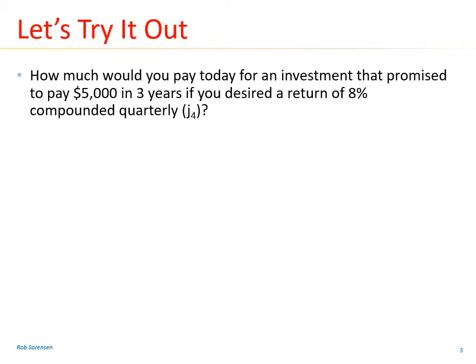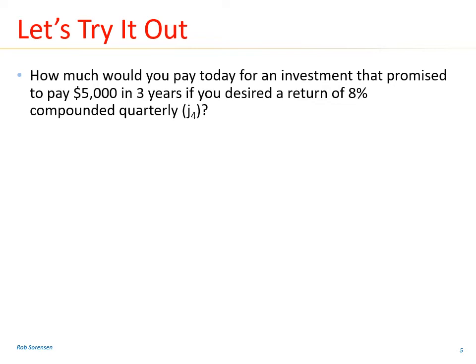How much money would you pay today for an investment that promised to pay you $5,000 3 years from now if you wanted to earn 8% compounded quarterly on your investment? All right, so you get to determine the price, but you want to pick a price that'll end up being an 8% return for you overall on average compounded quarterly. So why don't you hit pause right now, try and work your way through it, see if you can come up with the answer, and I'll come back in just a minute when you're ready. Press play and I'll go through it with you.